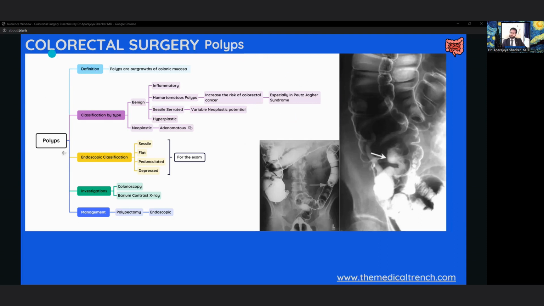Okay, so we are just going to go on to the next topic here, which is polyps. Now, polyps are outgrowths of the colonic mucosa. So the mucosal layer sort of grows out. And you can see this beautifully in this image here and in this image.